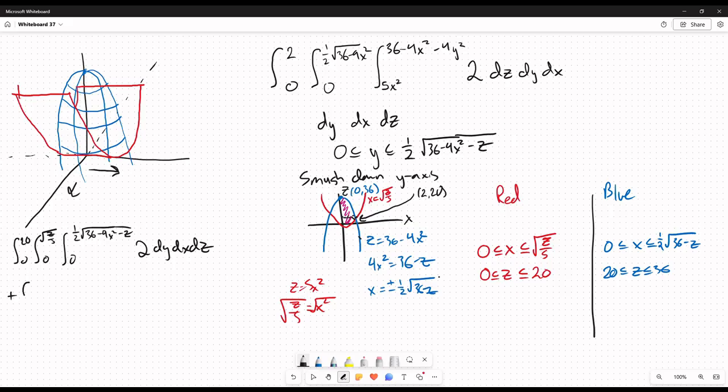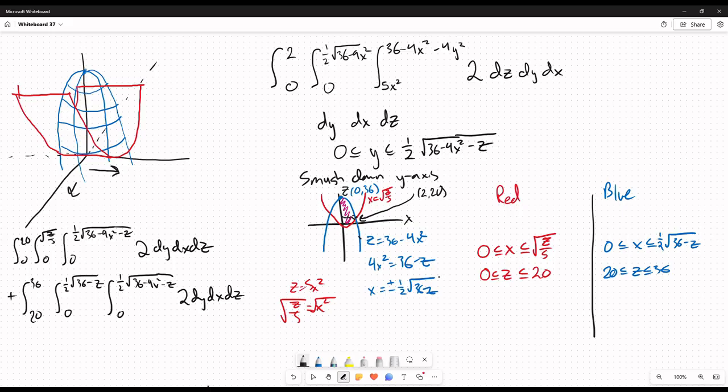And then we're going to add on the integral from 20 to 36, integral from 0 to 1/2 square root of 36 minus z, integral from 0 to 1/2 square root of 36 minus 4x squared minus z. I think that was 4x squared. Yep. And have 2 dy dx dz again. All right, and now we have that integral written in the order y, x, z.